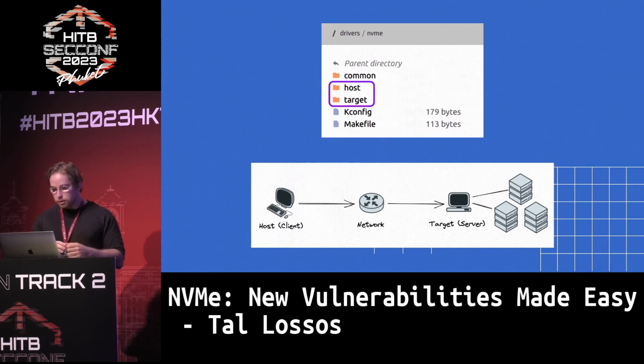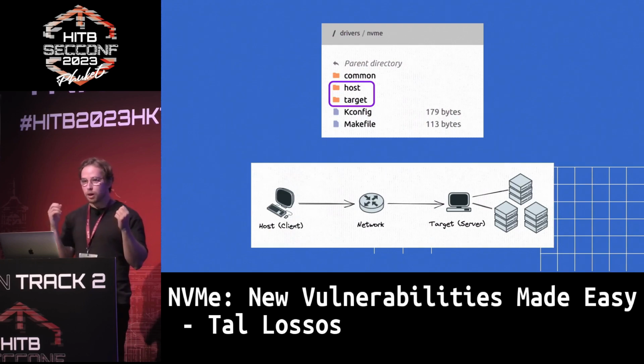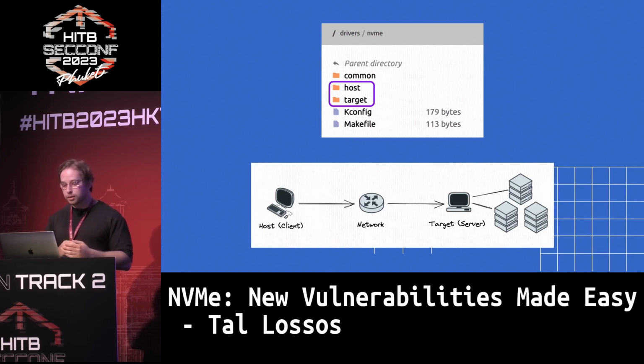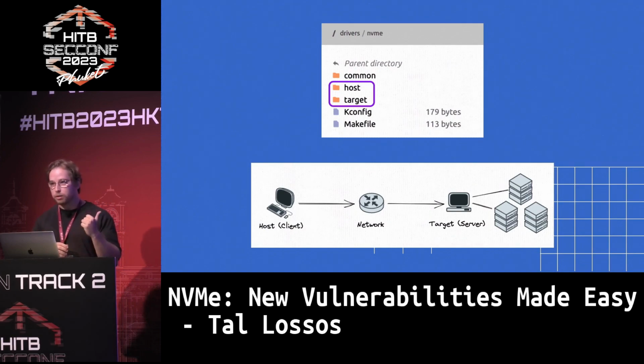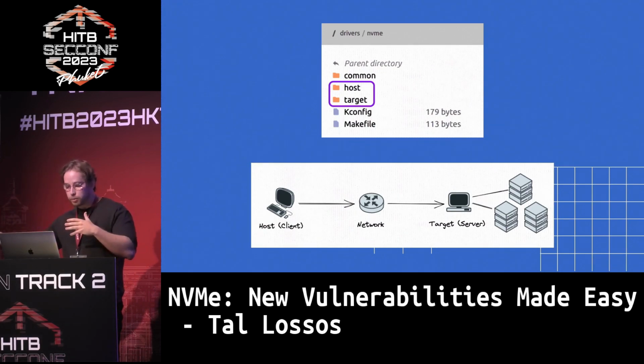So basically, the NVMe environment looks something like this. We have this host object. In the code it's called host, but basically it's the client that wants to access storage stored on the target, which is the server that has the disk. So you have the host, the client, which tries to get access to storage from the target.